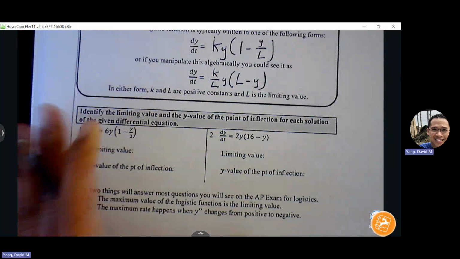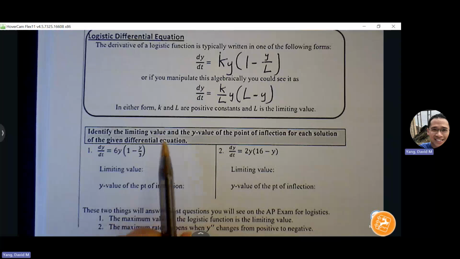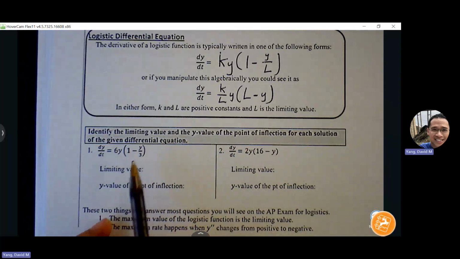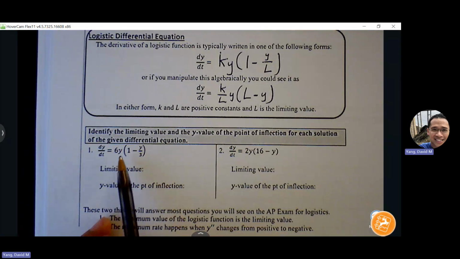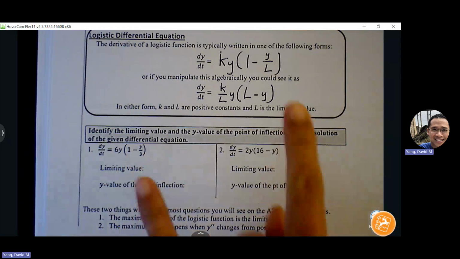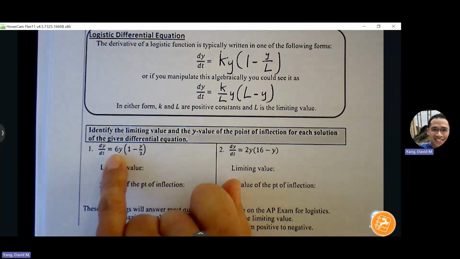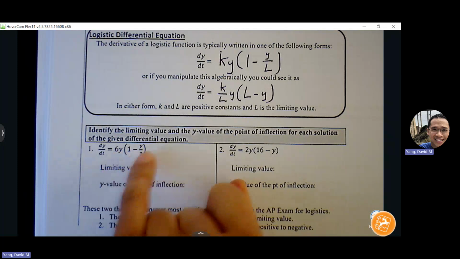let's look at these examples here. Identify the limiting value and the y value of the point of inflection for each solution of the differential equation. So we have dy/dt equals 6y times 1 minus y over 3. So this one matches nicely with this first form. We see that 1 here, we see the variable y with the coefficient, and we see y over 3.